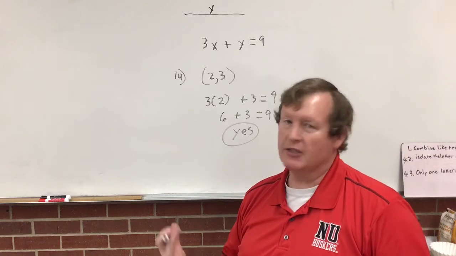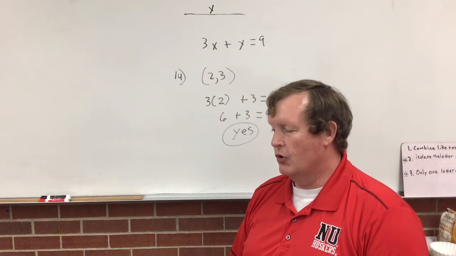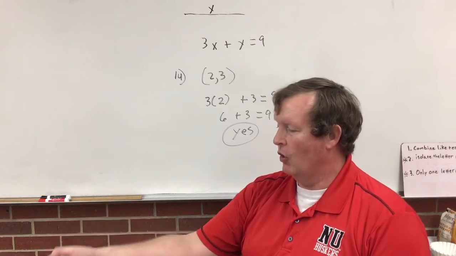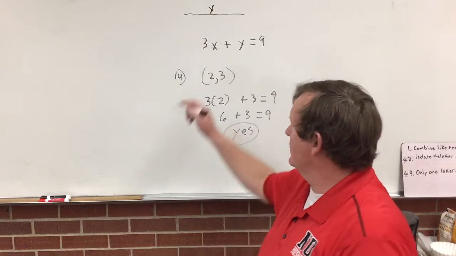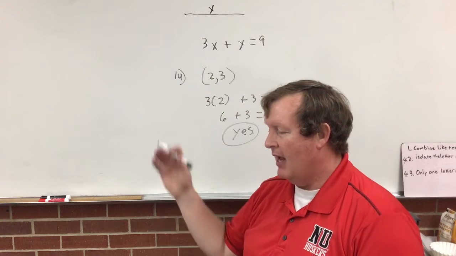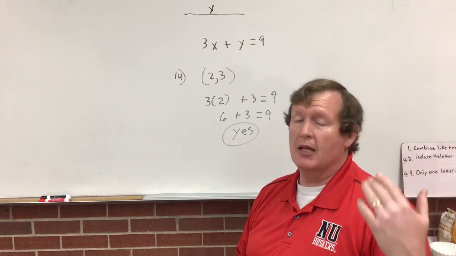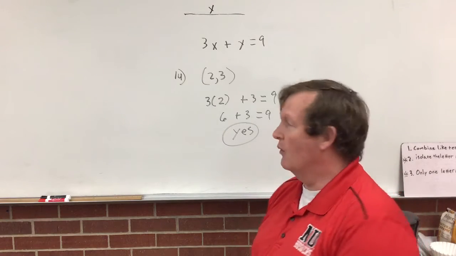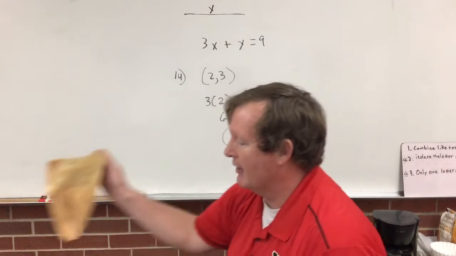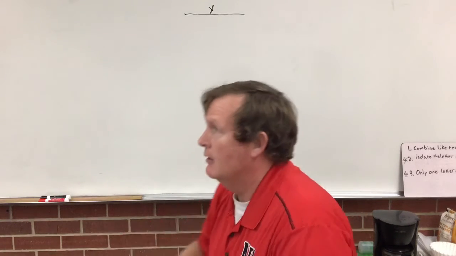Okay, so that's all you've got to do on that. You either say yes, the ordered pair works, or no, the ordered pair doesn't work. So when you do number 15, do the same thing. Substitute in -3 for x and 18 for y. Remember, when you take a negative times a positive, you get a negative. You'll figure out whether that's correct or incorrect. All right, moving on. Next one.